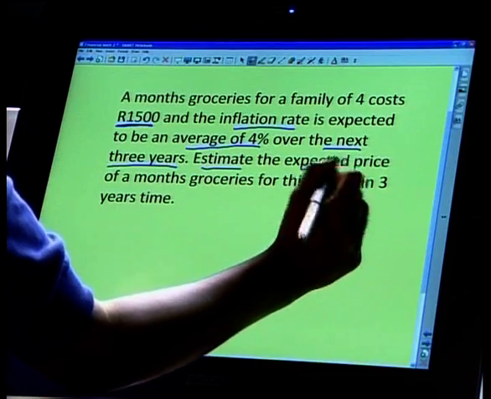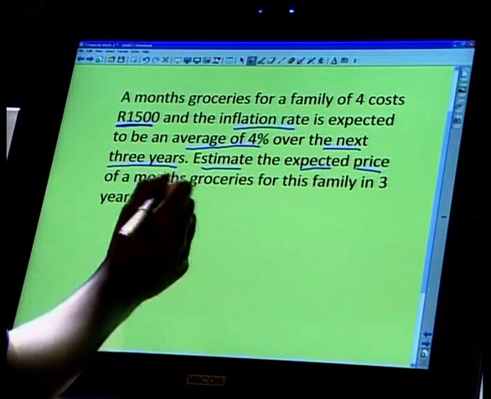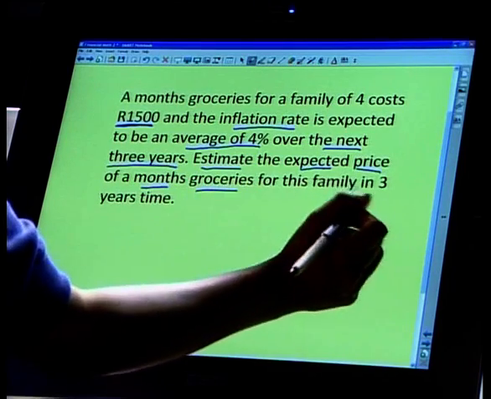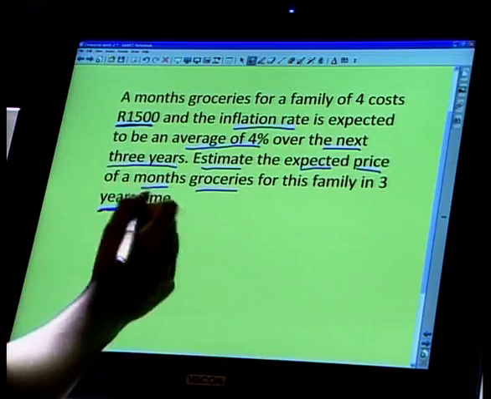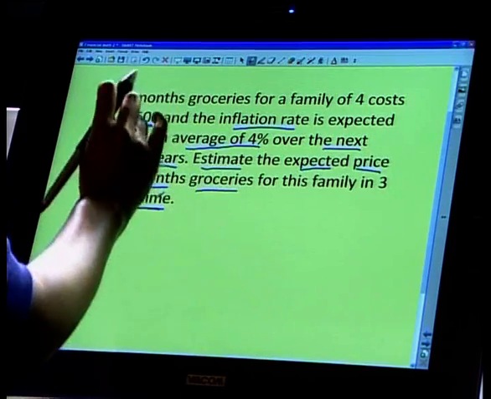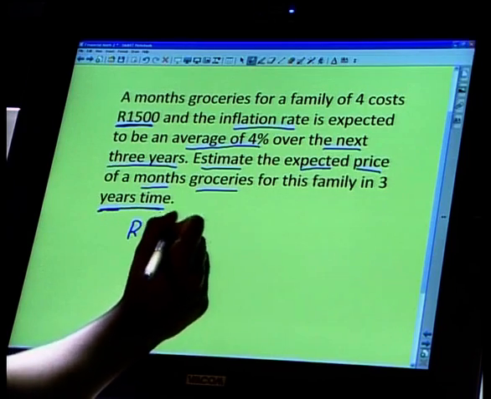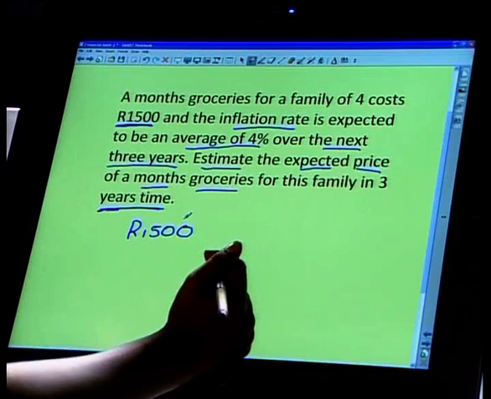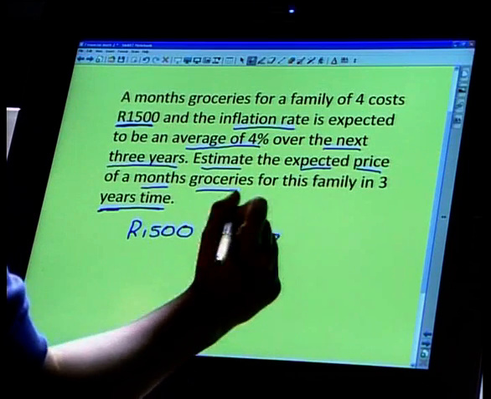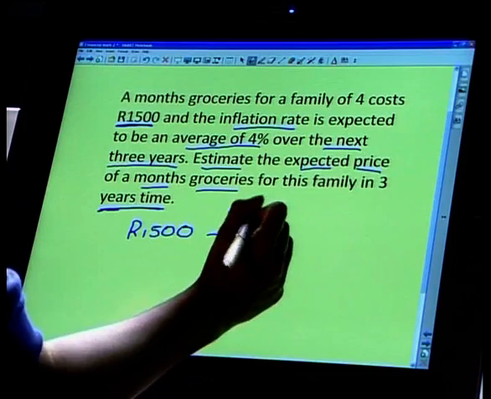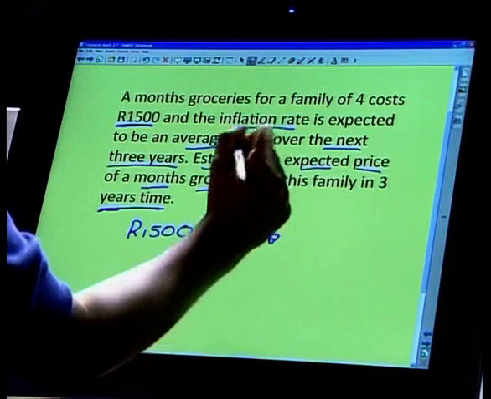They want us to estimate the expected price of a month's groceries for this family in 3 years' time. So in 3 years' time, we want to know if it costs them 1,500 Rand right now to buy their groceries, well, in 3 years' time, what's going to happen if we have an average inflation rate.